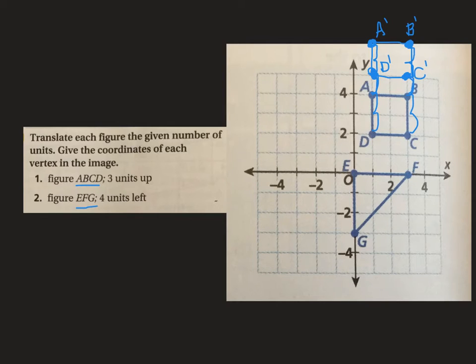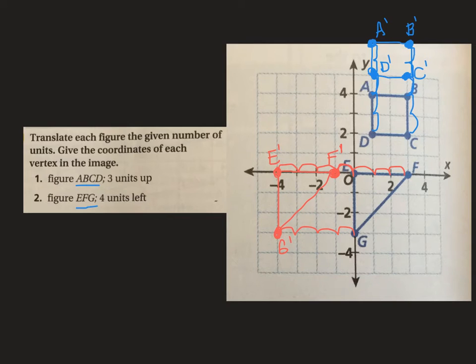Now figure EFG wants to go to the left 4 units. So ready? 1, 2, 3, 4. This is going to be E prime. 1, 2, 3, 4. This is going to be F prime. And 1, 2, 3, 4 is going to be G prime. Connect my dots.